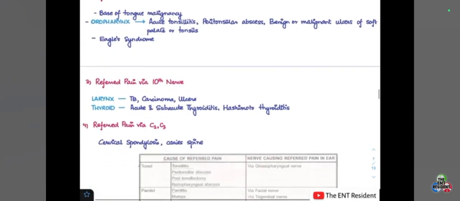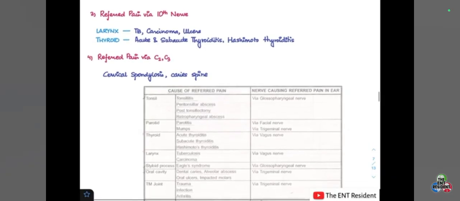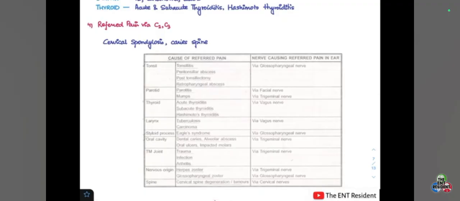Next comes referred pain via the 10th cranial nerve. Now these causes include laryngeal causes and thyroid causes. Laryngeal causes can be TB, carcinomas, ulcers, etc., whereas thyroid causes can be acute and subacute thyroiditis, Hashimoto thyroiditis. So these cause referred pain via the 10th cranial nerve, or the vagus nerve. Next is referred pain via the C2 or C3 nerves. Now C2 C3 cause pain in cases of cervical spondylitis, caries spine. These are the causes where it will cause referred pain in the ear as well.